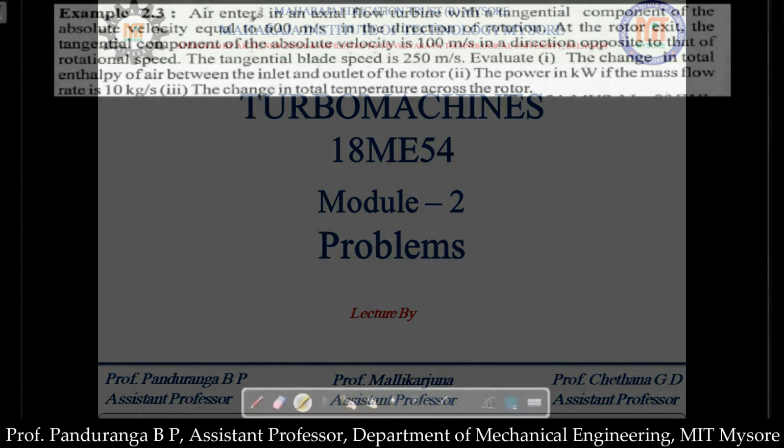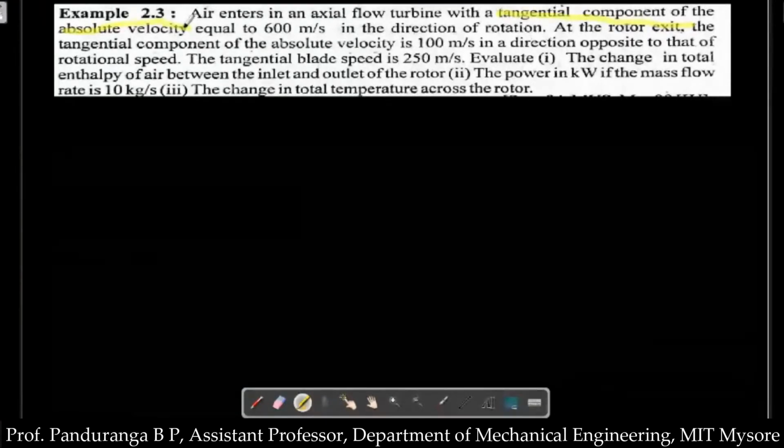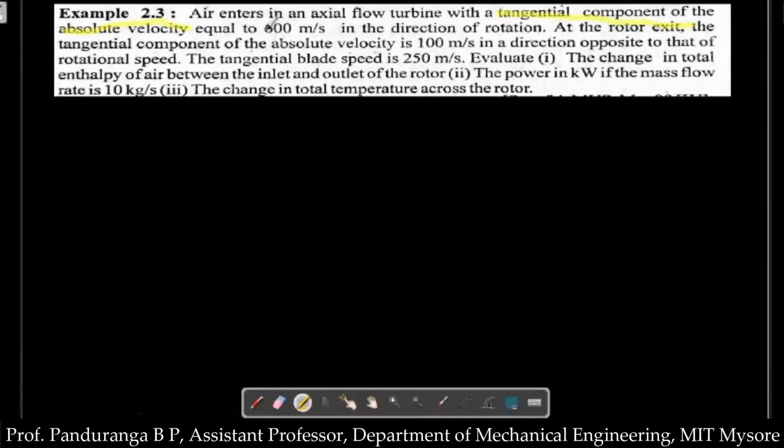Problem number 3: air enters an axial flow turbine with a tangential component of absolute velocity. This is very important while writing the data. In yesterday's class, I said the velocity data will be given for two things: one for the fluid and the other for the rotor. So here you have the data for the fluid, and the tangential component of absolute velocity is 600 meter per second, in the direction of rotation.